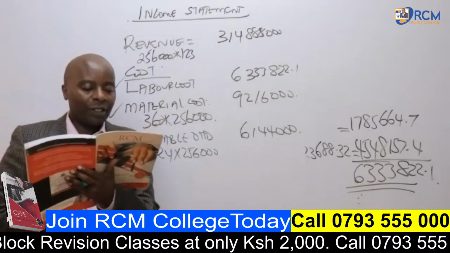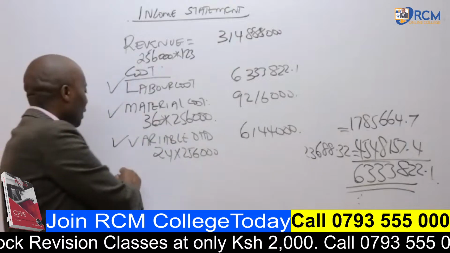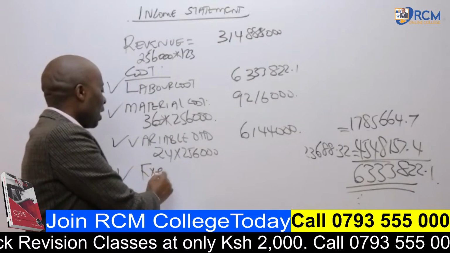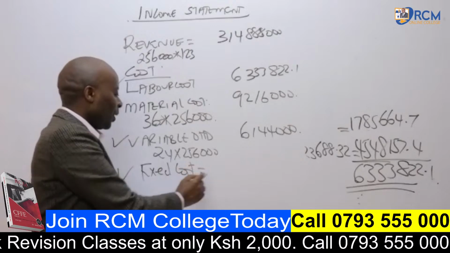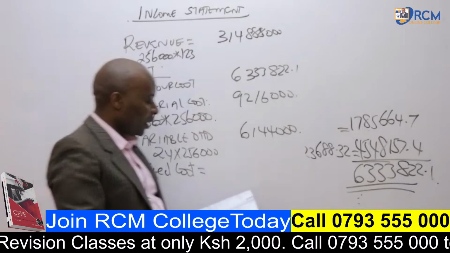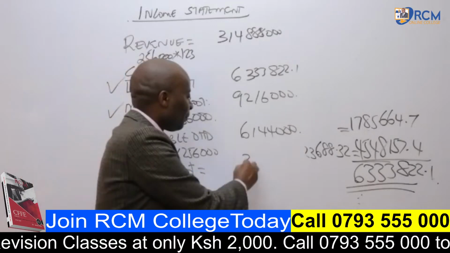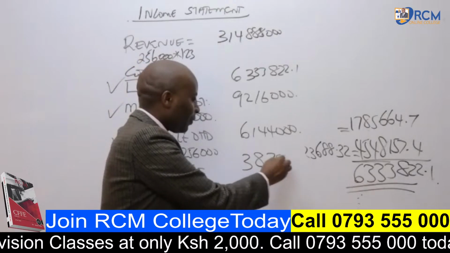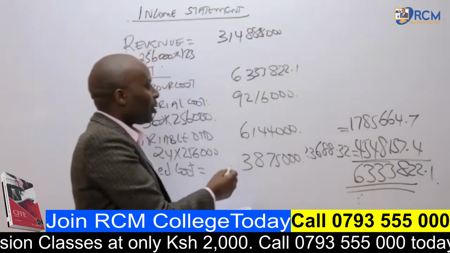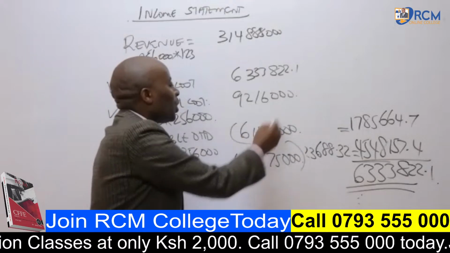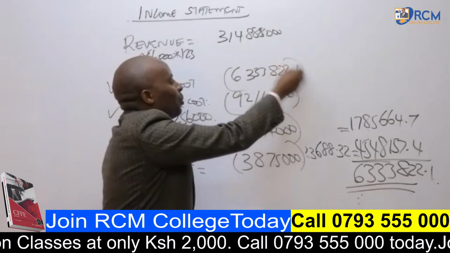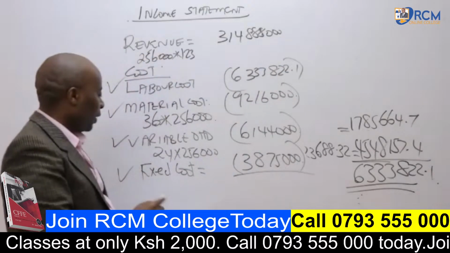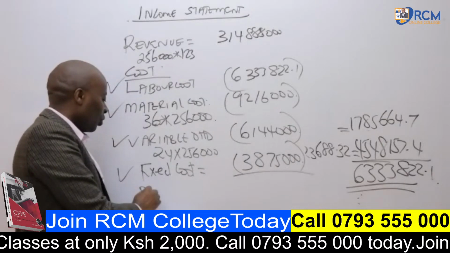We have here the fixed cost. Come here and deduct the fixed cost. So fixed cost, what do we have here? 38,75,000. So could you kindly subtract all these expenses for you to be able to give us our net income, or basically the profit?